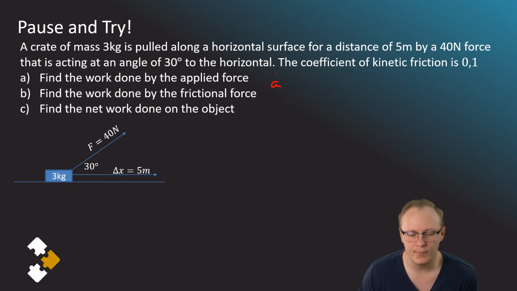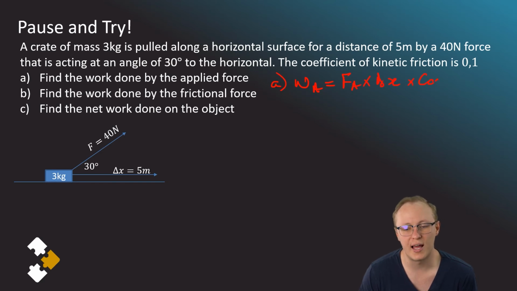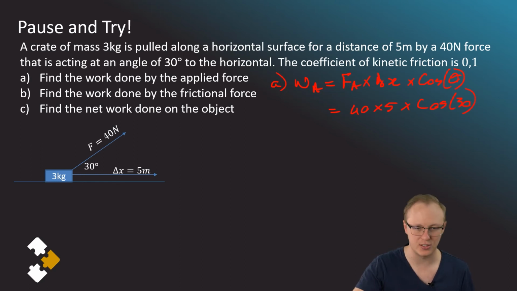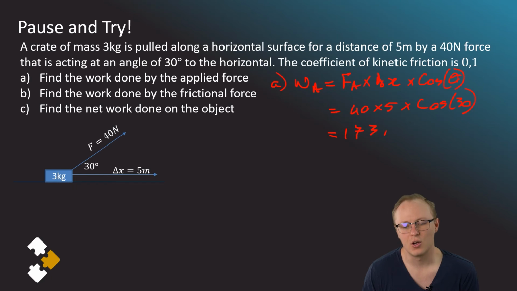Okay, now here we know that the work done by the applied force is equal to that applied force times the displacement times cos of the angle between the force and the displacement, which is going to be 40 times 5 times cos of 30 degrees. Okay, so they give us that nicely. You can see that 30-degree angle between the force and the displacement. So 40 times 5 times cos of 30 gives us work done by the applied force of 173.21. Oh, now I wrote newtons. It's joules. Okay, joules.